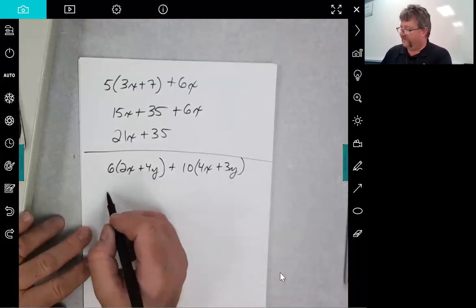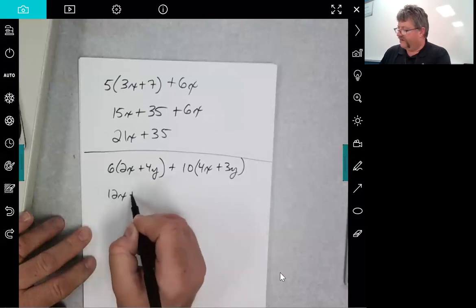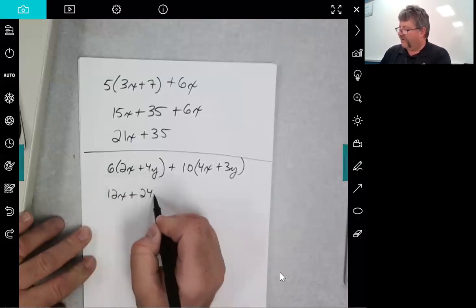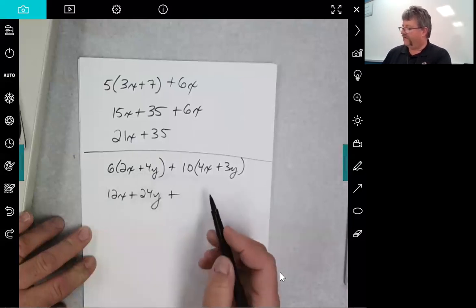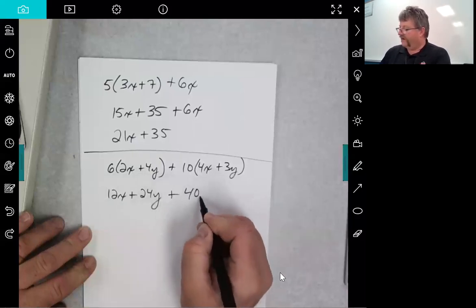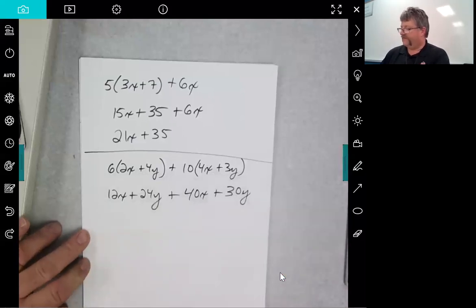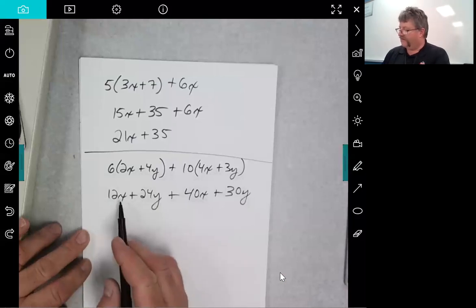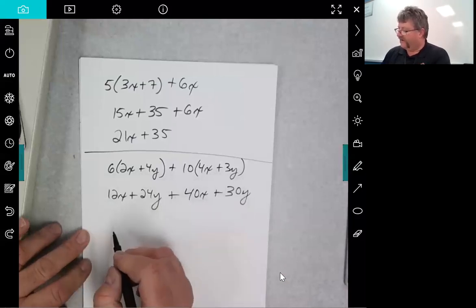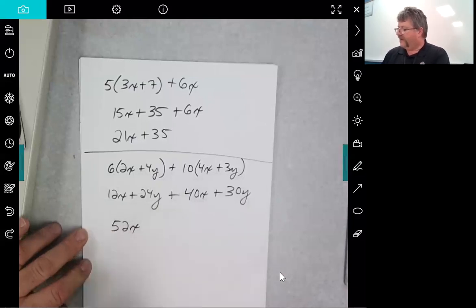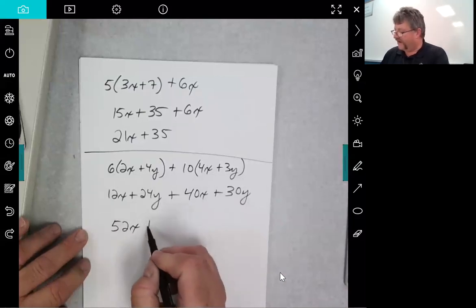Okay, so 6 times 2x is 12x, plus 6 times 4 is 24y, plus 40x plus 30y. All agree? Combine my like terms. A 12x and a 40x, that gives me what? 52x. And a 24y and a 30y is going to give me a 54y.